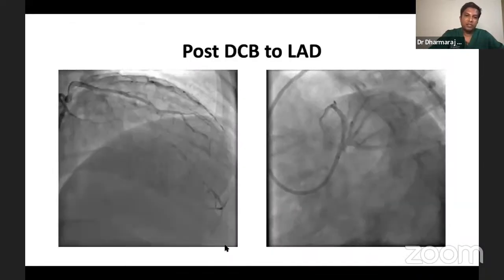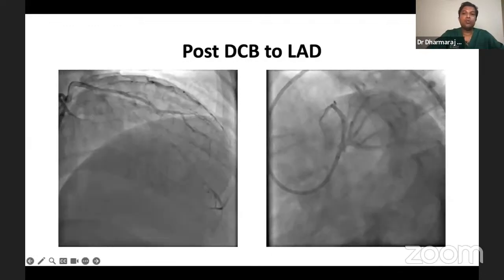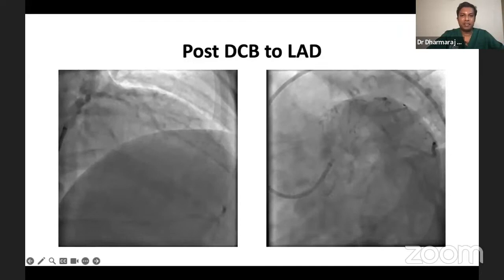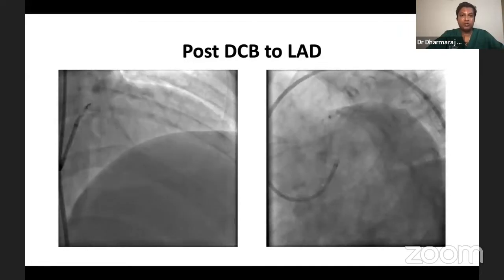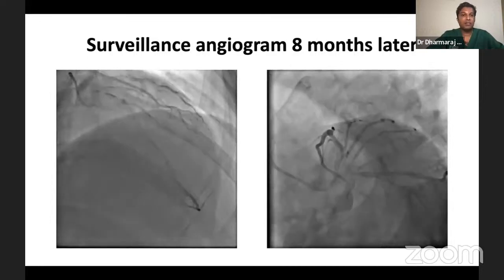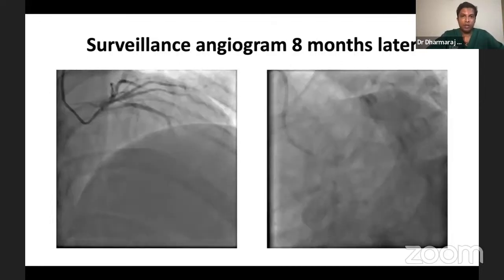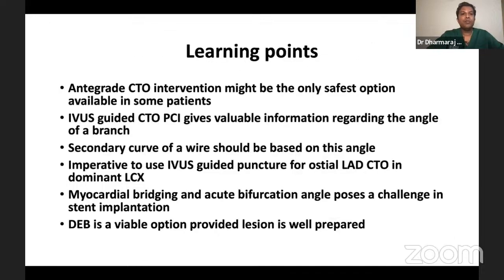And as you can see, there is some spasm here in the area of myocardial bridging, and IVUS showed there's no luminal lesion, so we left it at that. And this is the surveillance angiogram 8 months later, which shows a pristine vessel, and the vessel has grown significantly, and whatever spasm we saw has disappeared. So there are several learning points from this case.